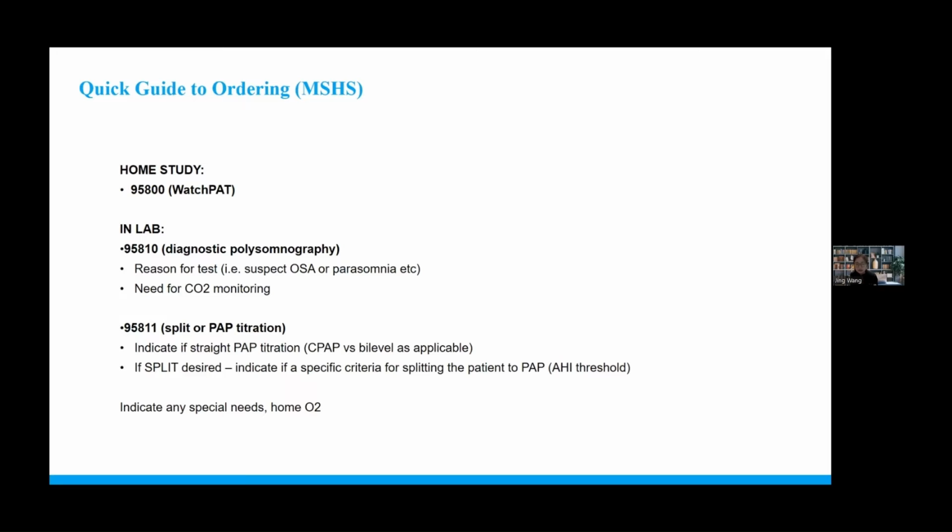You want to specify why you're referring the patient. So I suspect OSA, or I suspect the patient is having a parasomnia or nighttime seizures, and also indicate the need for CO2 monitoring. Again, this is not automatically added for all studies. The other option is a split or a PAP titration. This is where I think more of the confusion sometimes comes in.